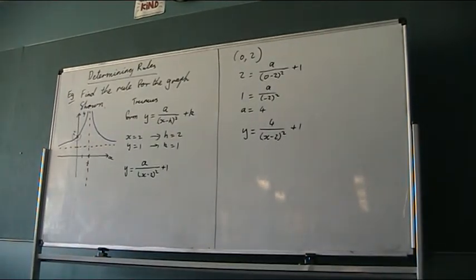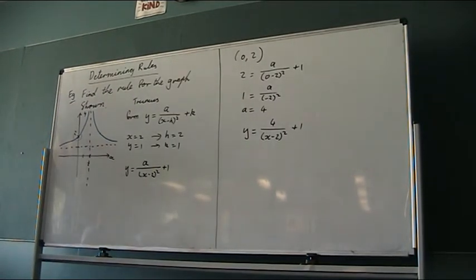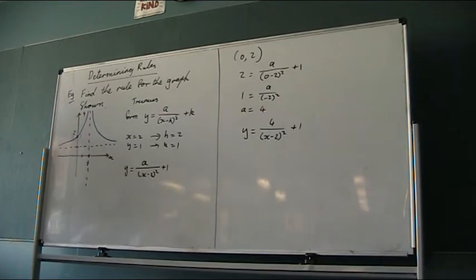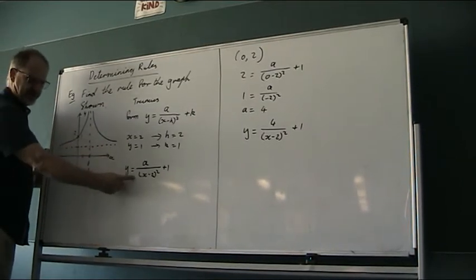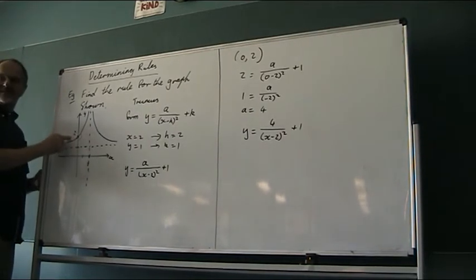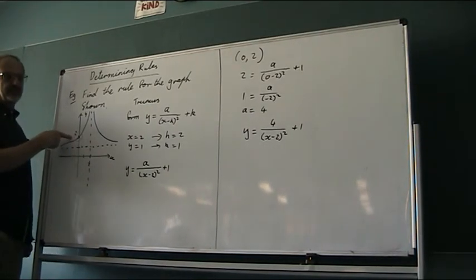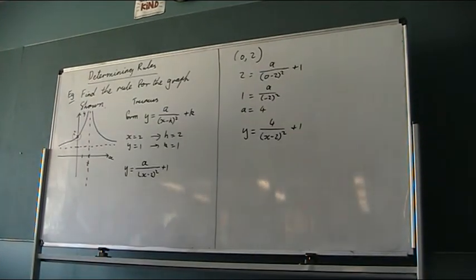Right, so when we're determining rules, we've got to use features that we know. We're looking at a graph, and we use those features and put the information in. In this case, the features were the asymptotes, so we put that information in, and then the other thing we knew about this was the y-intercept, which gives us the point that we need to put in. Right. Do one more example.